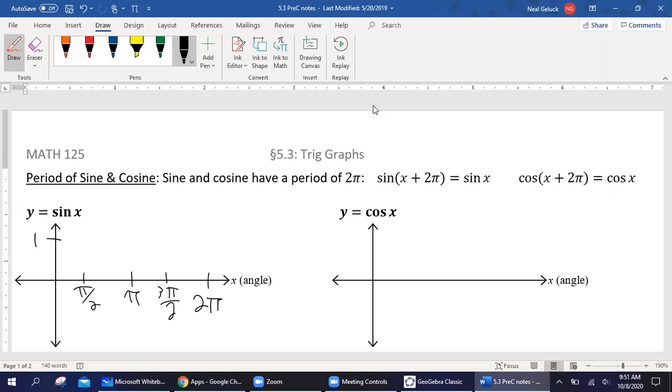Again, we saw from the graph, it peaked at 1 and it valleyed at -1. Sine started in the middle at 0. At pi over 2, it was up at 1. At pi, it was back to 0. At 3 pi over 2, it was down to -1. And at 2 pi, it was back to 0. And so then I try to make a nice fluid looking wave. And there's one period or one cycle of the sine wave.